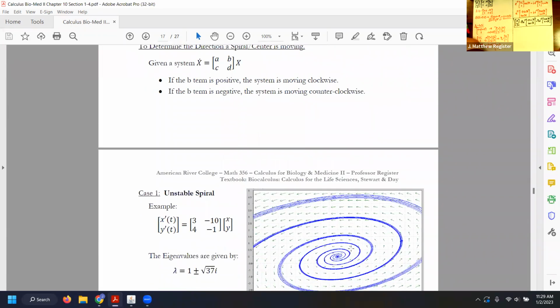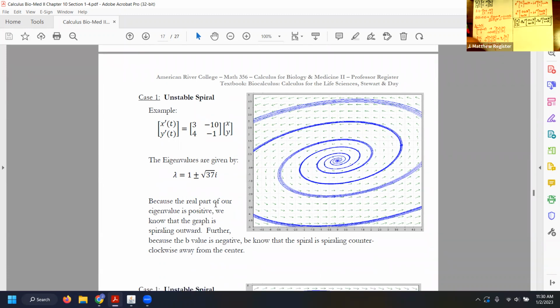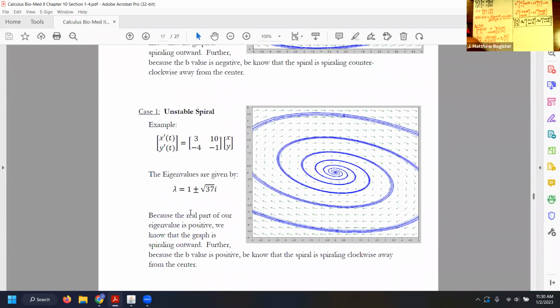With that, we get 6 different graphs. And so we could have an unstable spiral where it is spiraling clockwise. This is unstable and it is spiraling counterclockwise. And you can see the arrows, they are pointing that it is going in this direction. And so this is an unstable spiral. Because the real part of our eigenvalue is positive, we know the graph is spiraling outward. Because the b value is negative, we know that it is spiraling counterclockwise. Here is another unstable spiral, but this time it is going to be spiraling in a clockwise direction because the b value is positive.